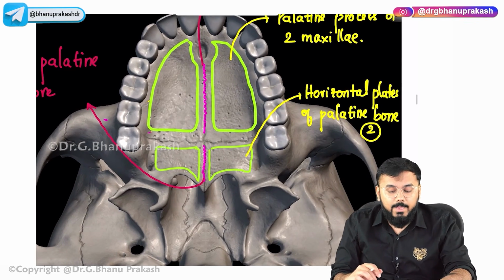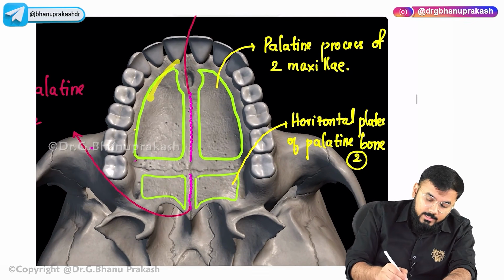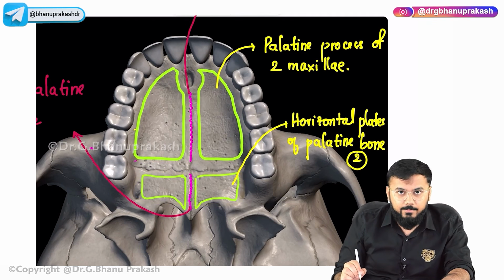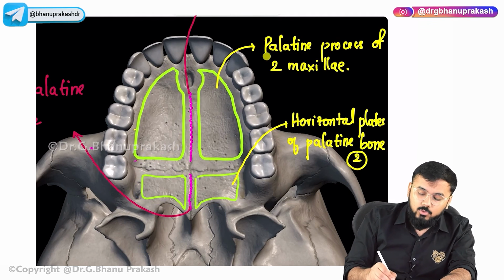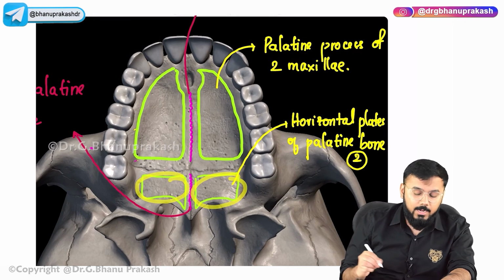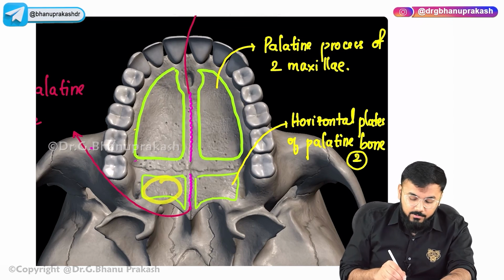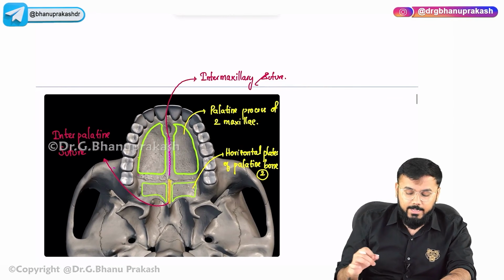So this part is your maxilla, and this part is your hard palate. The two halves of the maxilla form the palatine processes of the two maxillae, and here you have the two parts of the palatine bone. Between the two maxillae, the suture is intermaxillary. Between the two horizontally placed palatine bones, the suture is the interpalatine suture.